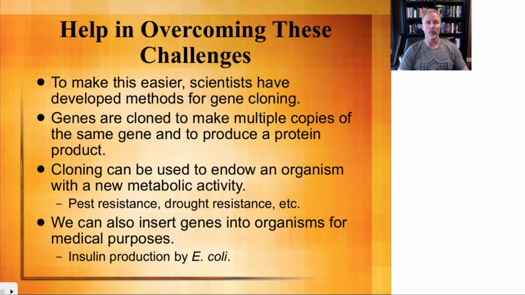Okay, so to overcome some of these challenges, scientists have developed a lot of different types of methods for gene cloning, for making more of the DNA, making it more visual, being able to do all of these different types of experiments with it. What we do a lot of times in terms of cloning is make copies of the particular gene or the product so that we can get the actual protein out of it. And cloning can be used to give an organism a new type of metabolic activity, a new appearance, make it bigger, more desirable. Some of the examples are pest resistance, drought resistance, pesticide resistance, a whole variety of things.